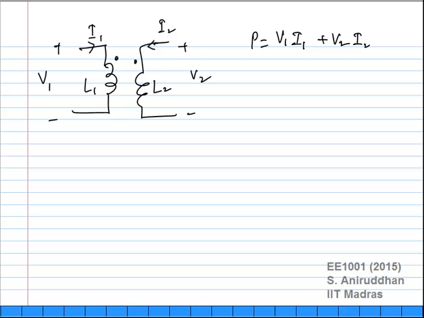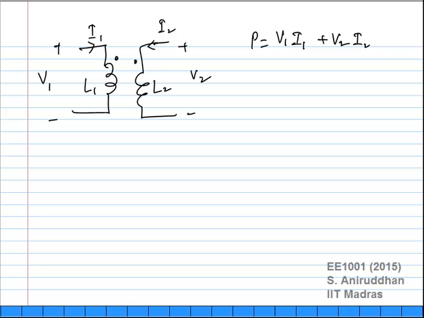Those of you who have done this, a quick question before we move on. I wrote the power as V1 I1 plus V2 I2. Why is it V1 I1 plus V2 I2? We have seen for a single element that it is just Vi, that is easy to say. Why is it V1 I1 plus V2 I2 here? The assumption is that there is some energy being put from outside into this magnetic field. At least that is a reasonable assumption.